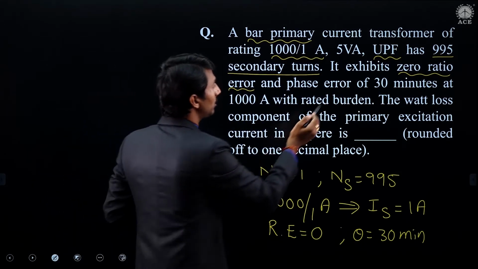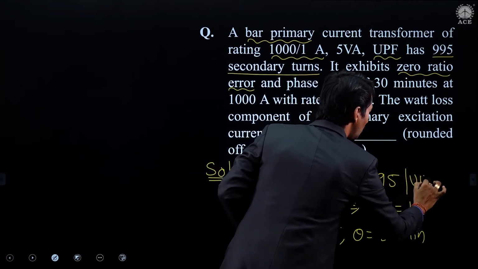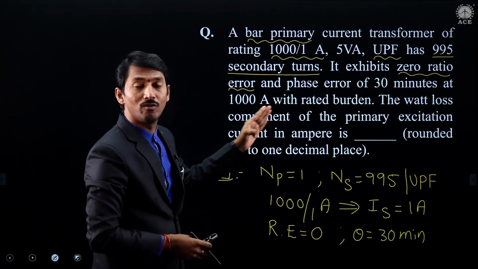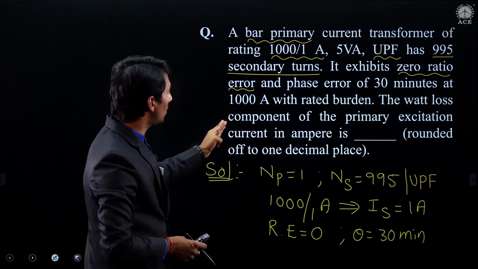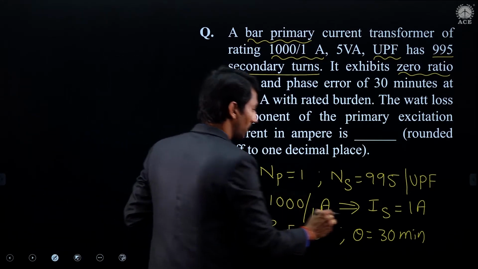One more point is given, UPF, right? What is the given data? UPF nature is given. What is he asking finally? The watt loss component of the primary excitation, that means IC, we need to calculate. Okay.